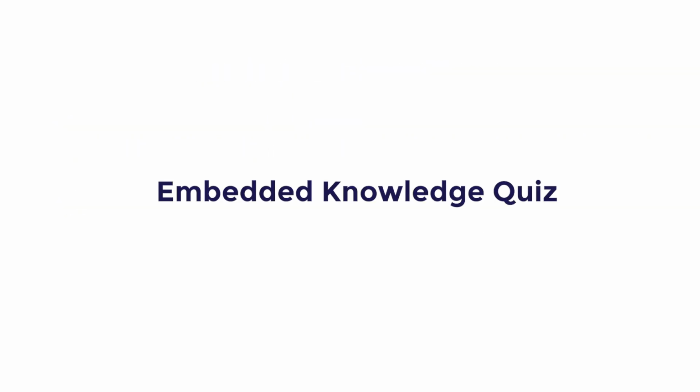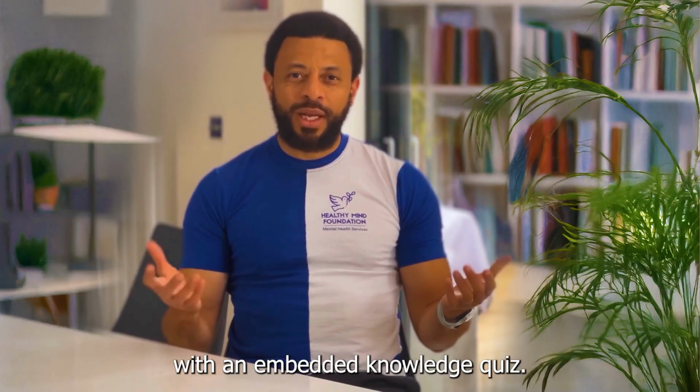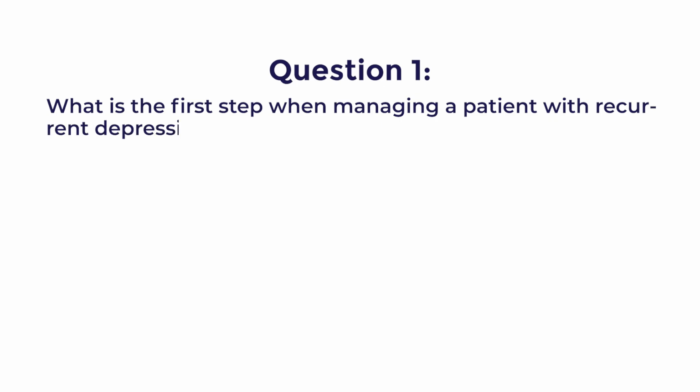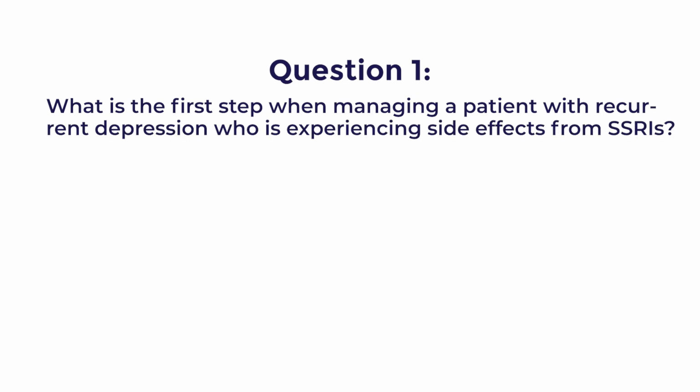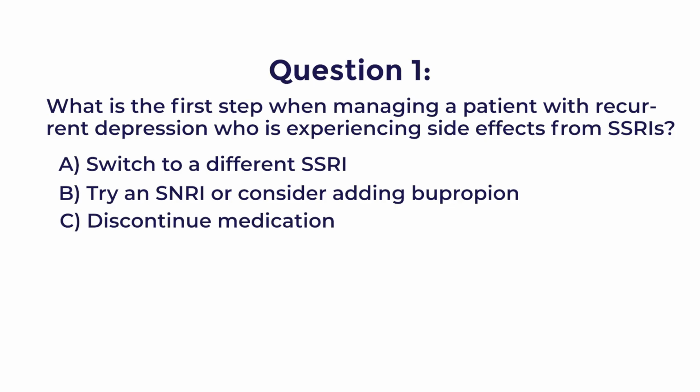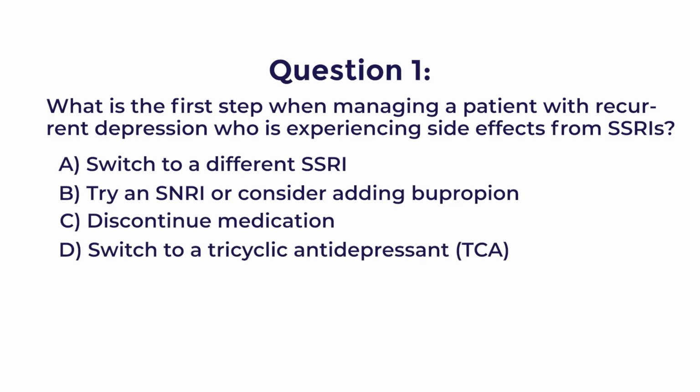Embedded knowledge quiz. Let's review what we've learned with an embedded knowledge quiz. Question 1. What is the first step when managing a patient with recurrent depression who is experiencing side effects from SSRIs? A. Switch to a different SSRI. B. Try an SNRI or consider adding bupropion. C. Discontinue medication. D. Switch to a tricyclic antidepressant, TCA. Answer. B. Try an SNRI or consider adding bupropion.